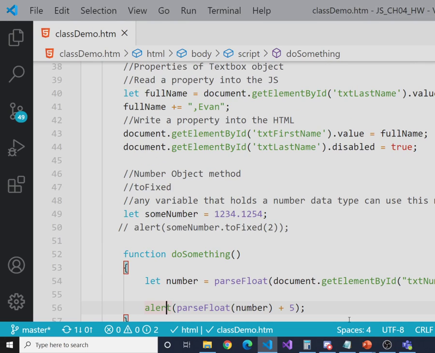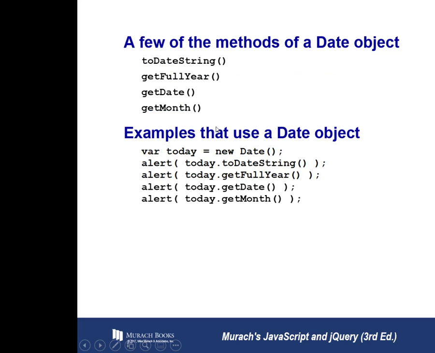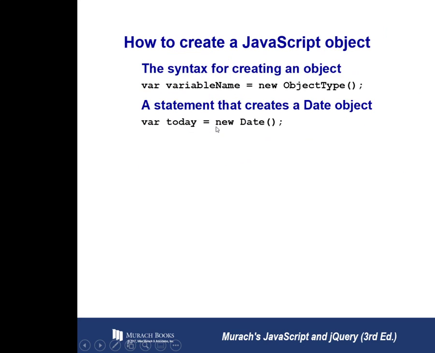We left off on the number. Oop, jumped ahead a little bit. Excuse me. No, here we are. Object. All right, the next is a date object.